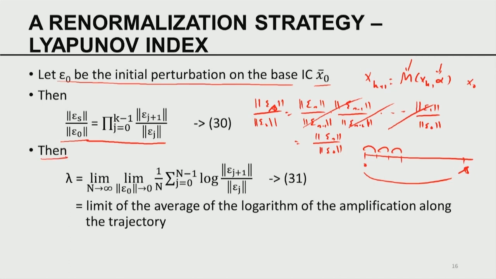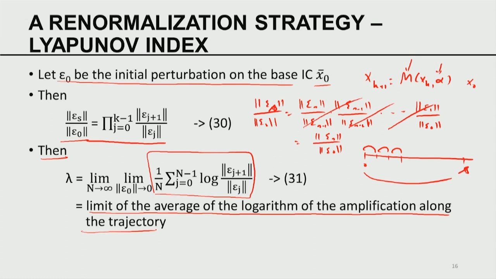So then from our definition, what is lambda, the Lyapunov index? The Lyapunov index is the average of the log of the ratio, so I have to take the log of both sides. The log of a product is the sum of the logs. So logarithm of AB is equal to log of A plus log of B. So if I take the logarithm on both sides of 30, I get an expression, taking the limit as epsilon naught goes to 0. So I would like my epsilon naught to be as small as possible, and I want my n to go to infinity. What is n? The number of discrete intervals of time. And that is the limit of the average of the logarithm of the amplification along the trajectory.